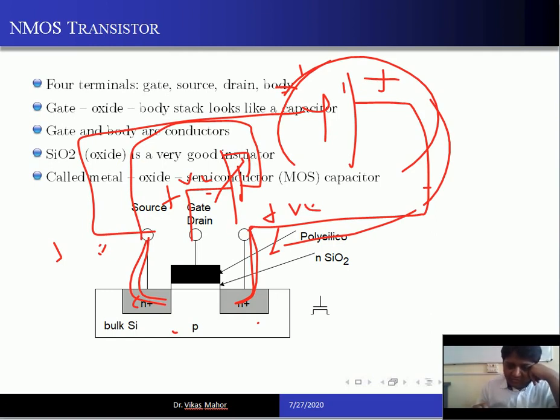What will happen when we increase the gate voltage? This is P-type. So the holes, which are majority carriers in P-type, will be repelled towards the bottom. Now in a semiconductor, what are the two types of charge carriers which are present? Majority charge carriers and minority charge carriers. So majority charge carriers in P-type are holes, and what are the minority charge carriers? Minority charge carriers are electrons. So when the holes are repelled, what is left behind? Electrons are left behind.